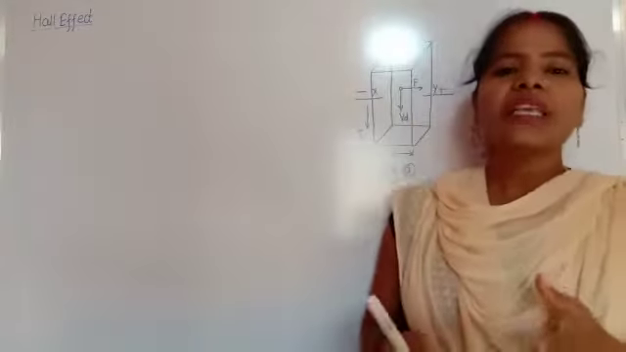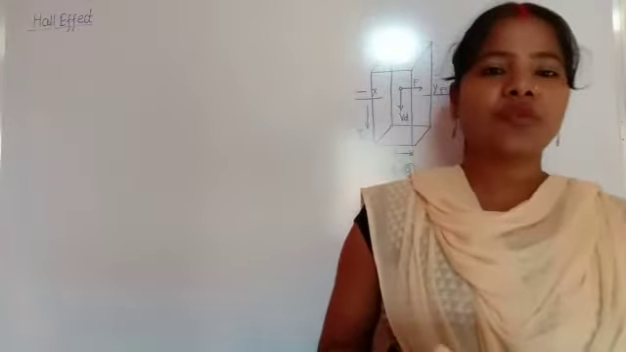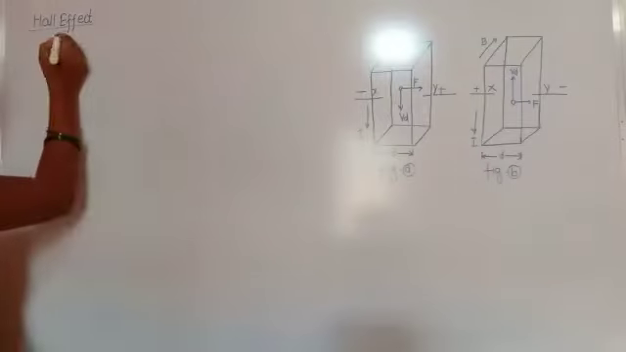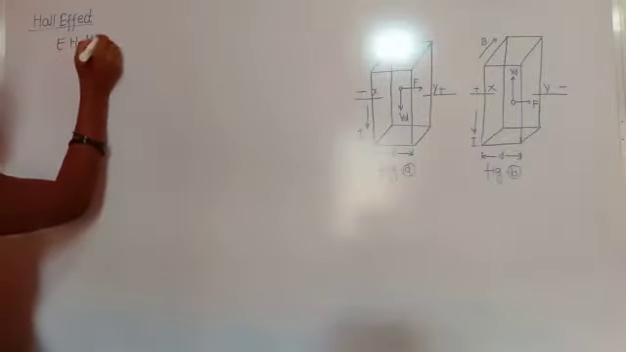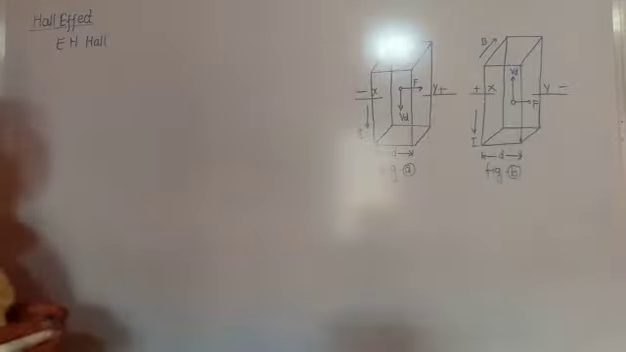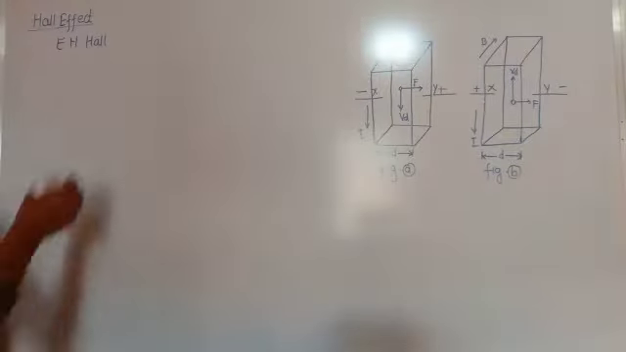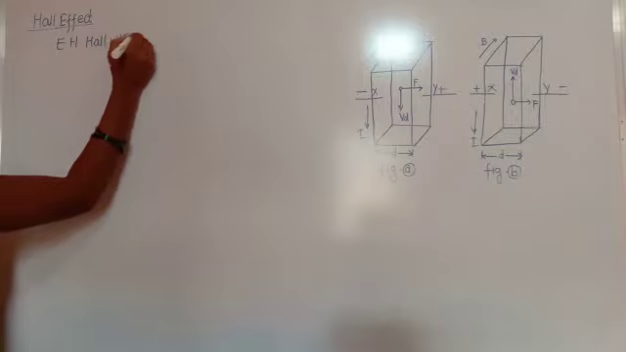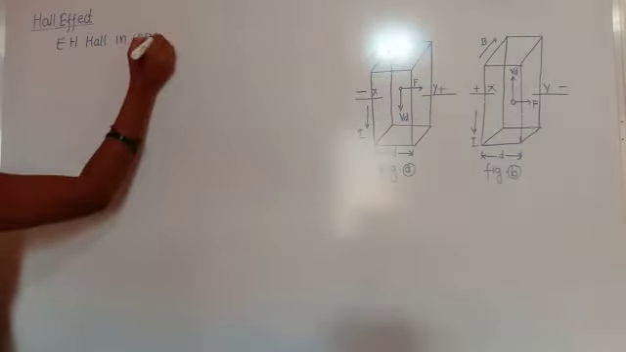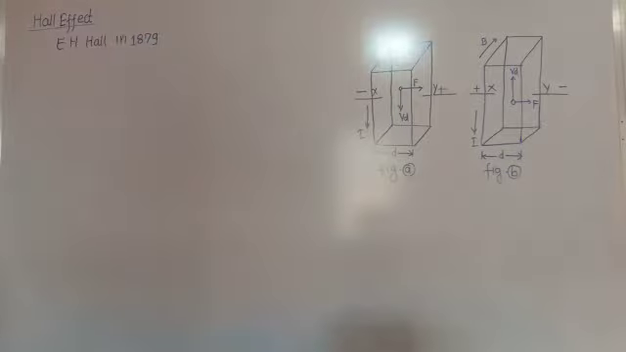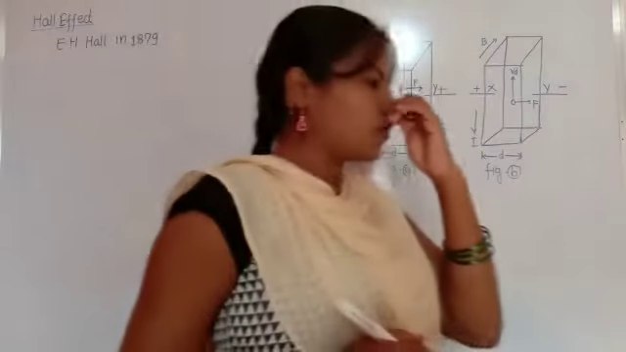So, the Hall effect. E.H. Hall is the name of the scientist. E.H. Hall, in 1879, devised an experiment. So he performed an experiment.